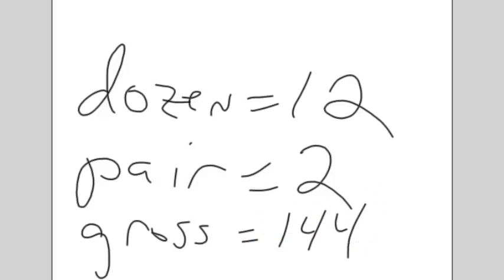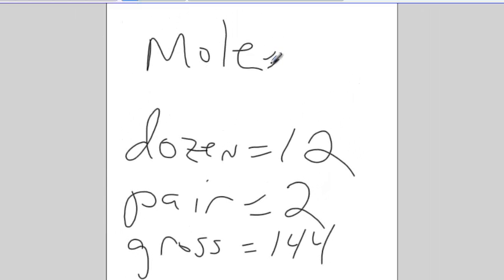Well, mole is exactly the same. If you're talking about a mole of something, you're talking about 6.02 times 10 to the 23rd of that something. So in that sense, a mole is a word that means a number. And that number is 6.02 times 10 to the 23rd.